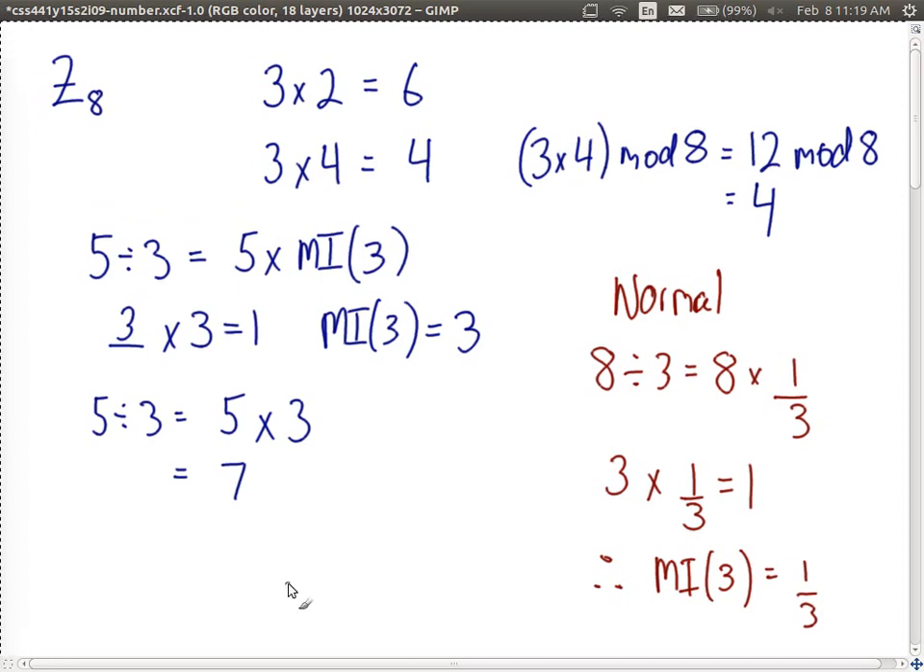Any questions before a couple more examples? So think about additive inverse, the number we add to get 0. Multiplicative inverse, the number we multiply by to get 1. Subtraction is adding the additive inverse. Division is multiplying by the multiplicative inverse.